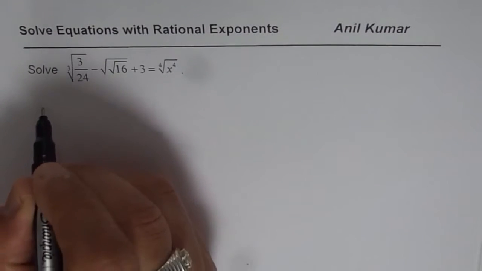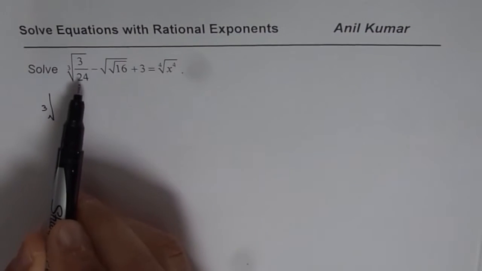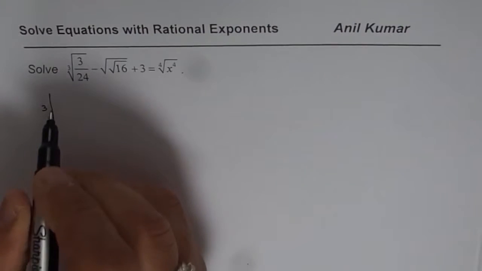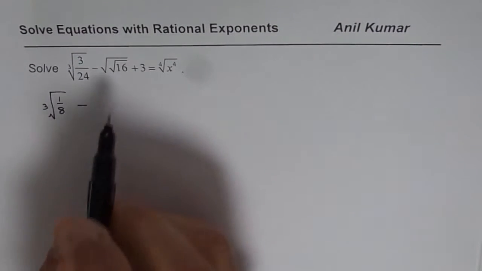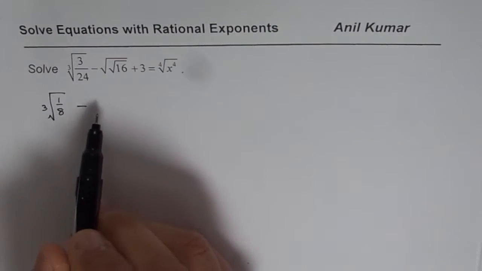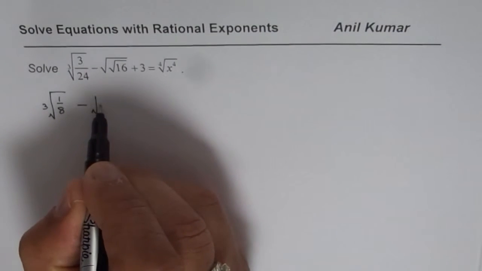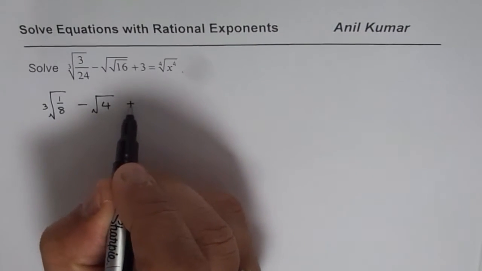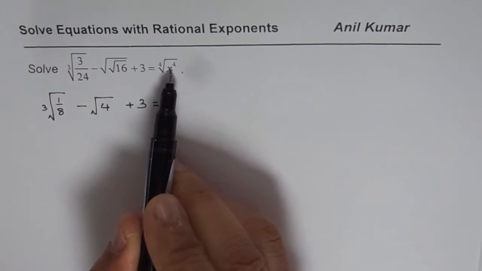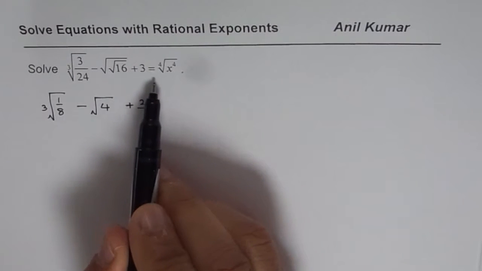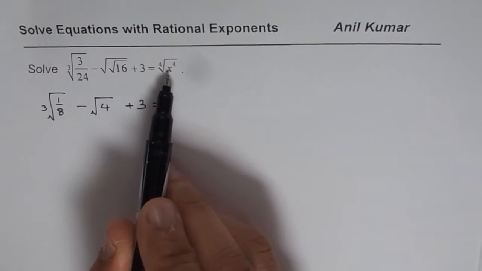We are given cube root of 3 over 24. So I could divide 24 by 3 and write this as 1 over 8, right? So that is the first step. Minus square root of 16. Let me first find square root of 16, which is 4. So we have square root of 4, right? Plus 3 equals fourth root of x to the power of 4. Now what is that equal to? I'll keep it blank for some time and then we'll try to understand what this is equal to.